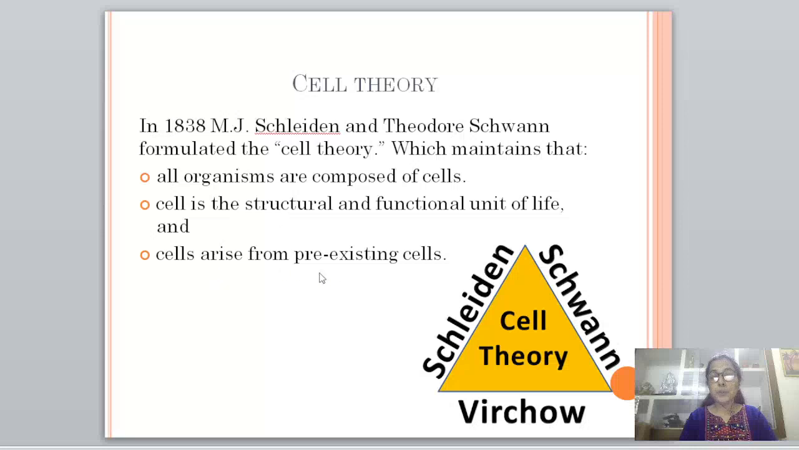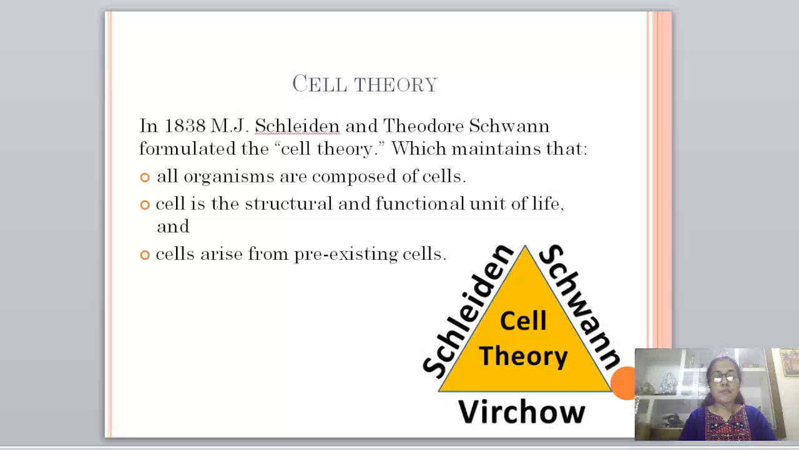This third point was mentioned by Rudolf Karl Virchow. The first two points were mentioned collectively by Schleiden and Theodor Schwann, but to add another very important point to this cell theory, that cells arise from pre-existing cells, was done by Rudolf Karl Virchow.